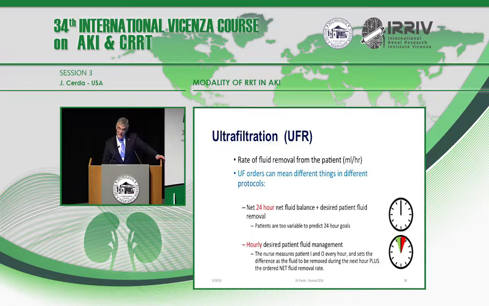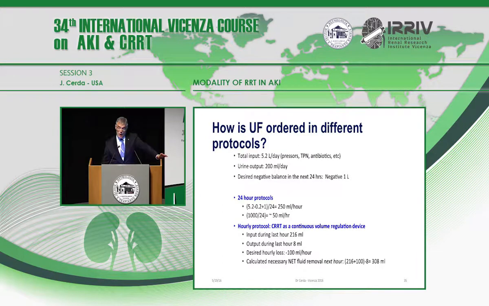It is much, much better, I think, to set up hourly desired patient fluid management so that, for instance, if you have a 24-hour protocol and you're trying to remove 1 liter a day, either you can do the calculation of what is going in and divide that by 24 hours and you remove 50 ml per hour. But the reality is that that patient may have had an output through the NG tube of 8 mLs, an input for this transfusion of 216, a desired fluid hour loss is 100 ml an hour.